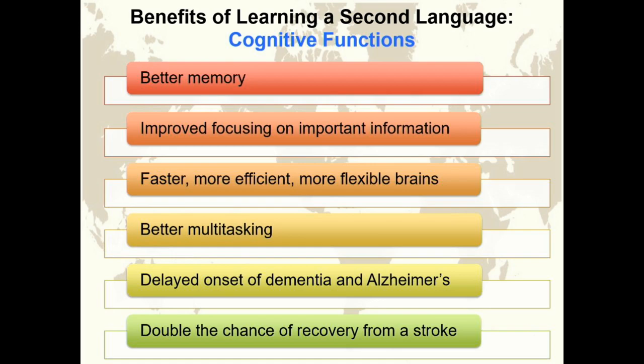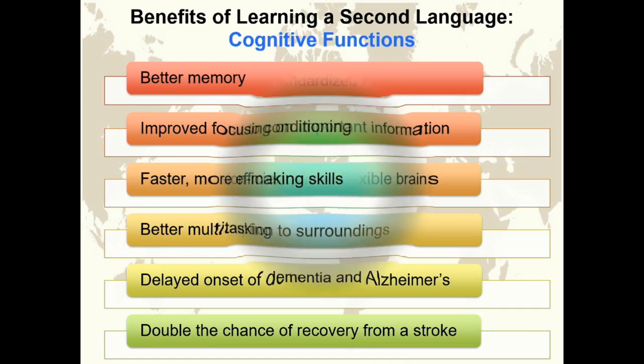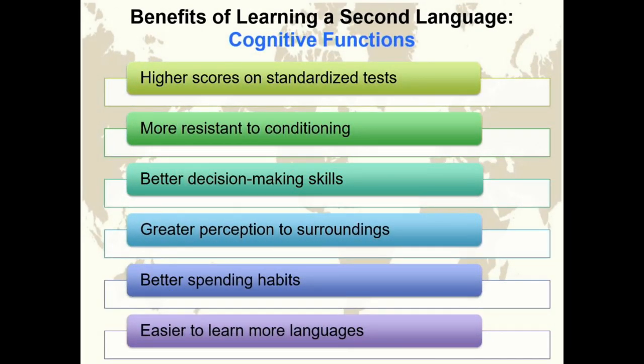This is a good list, right? It's worth learning a second language. I got more. More! Higher scores on standardized tests, especially reading, vocabulary, and math. And most of us know that there's a cognitive relationship between learning language and math. So that's not really a big surprise.